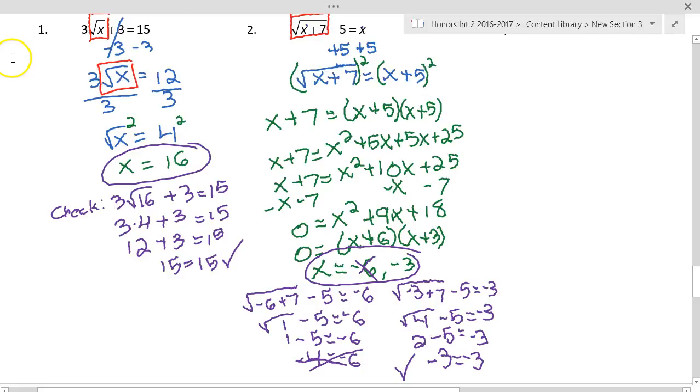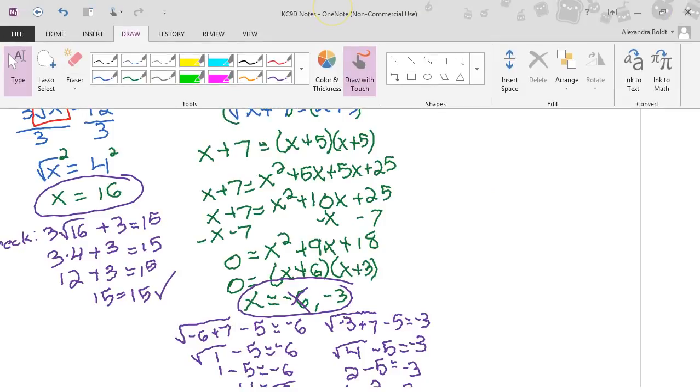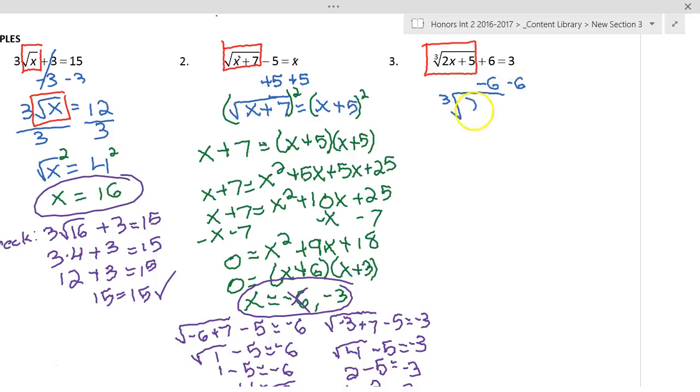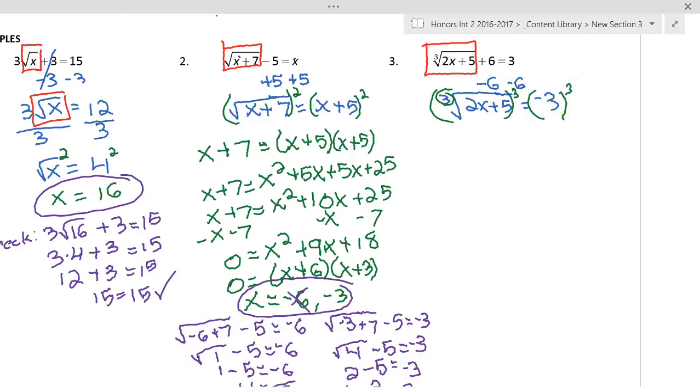Alright, last problem. I have the cube root of 2x plus 5, plus 6, equals 3. So I want to get this cube root of 2x plus 5 by itself. I'm going to subtract 6 from both sides. So the cube root of 2x plus 5 equals 3 minus 6, which is negative 3. Now that I have it by itself, I need to raise it to this power. So I'm going to raise everything to the third instead of the second.